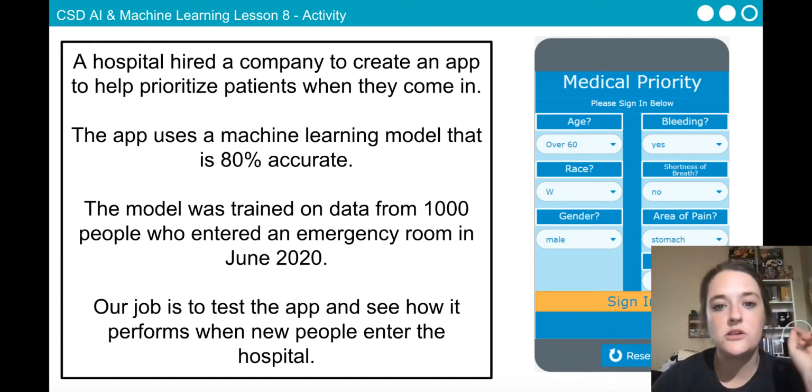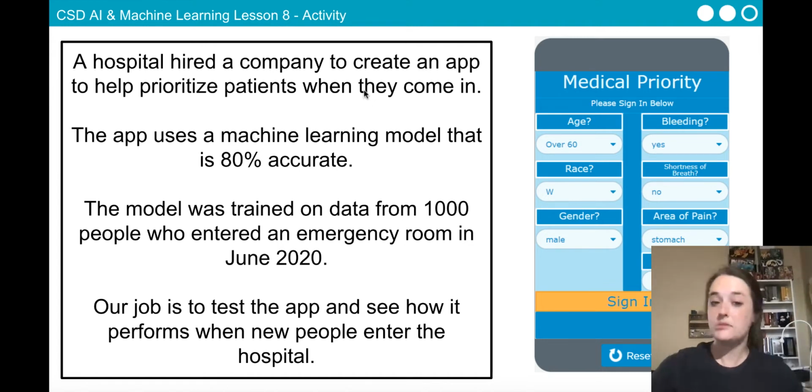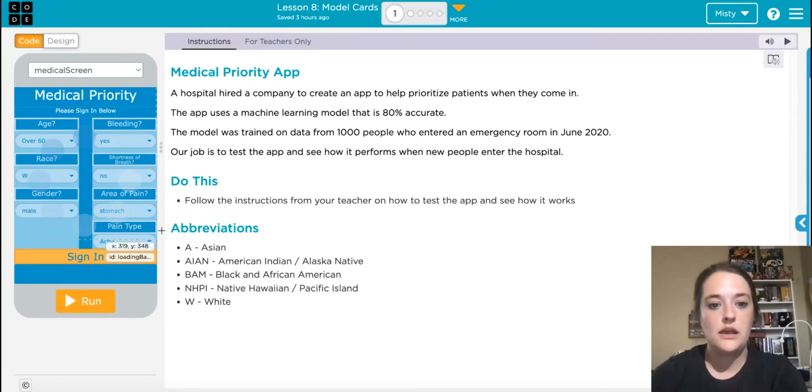Okay, a hospital hired a company to create an app to help prioritize patients when they come in. The app uses a machine learning model that is 80% accurate. The model was trained on data from 1,000 people who entered an emergency room in June 2020. Interesting. Our job is to test the app and see how it performs when new people enter the hospital. So let's look at how this app works. Okay, follow the instructions on how to test the app.